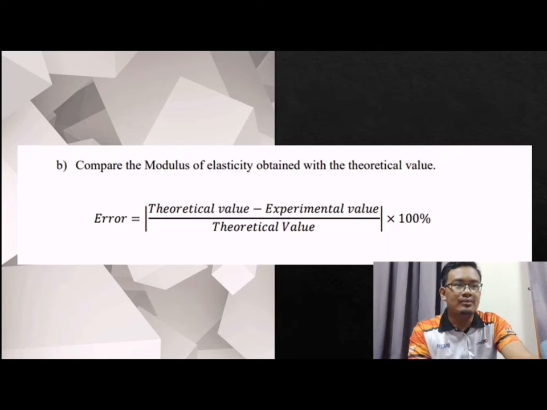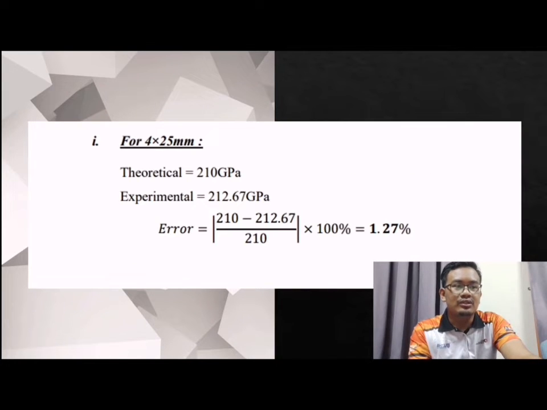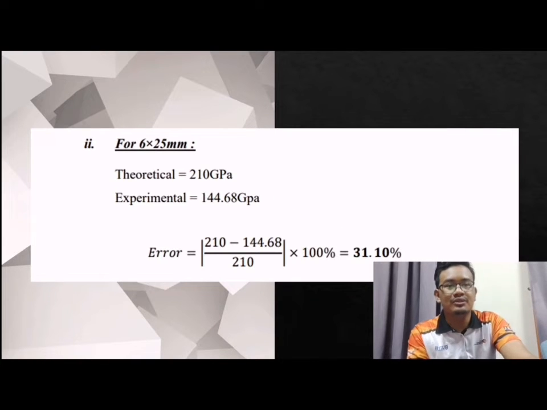Next, compare the modulus of elasticity obtained with the theoretical value. So the formula is error equal to theoretical value minus experimental value divided by theoretical value multiplied by 100%. The first specimen, theoretical value is 210 gigapascal and experimental 212.67 gigapascal. You get 1.27%. Specimen 2, theoretical value is 210 gigapascal and experimental value is 144.68 gigapascal.